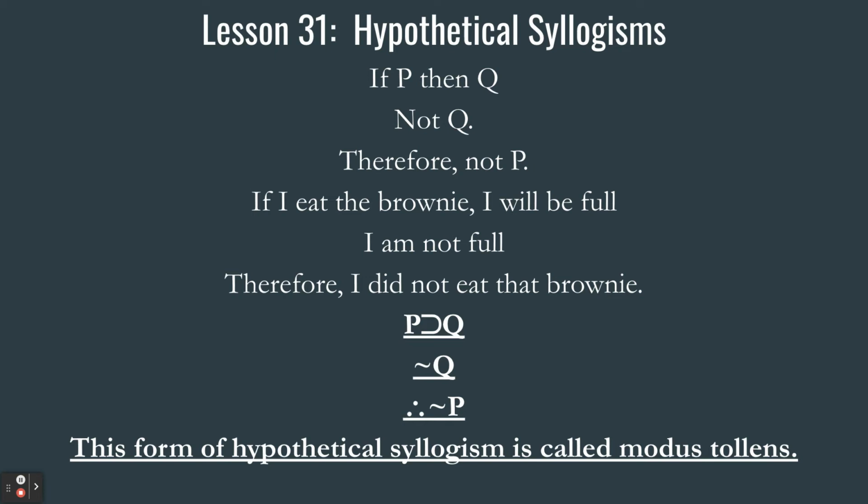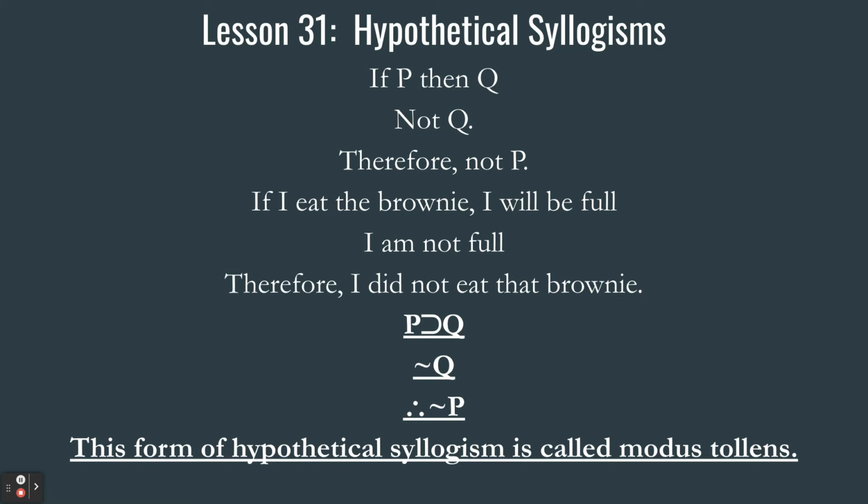If I eat the brownie, I will be full. I am not full, therefore I did not eat that brownie. Follow the logic there? If I eat that brownie, I'm going to be full. But I'm not full, therefore I did not eat that brownie. If P, then Q, not Q, therefore not P. This form is called modus tollens, and modus tollens is always valid. If you put a syllogism into symbolic form and you see your old buddy modus tollens, you can know that it is a valid syllogism. Now, does that mean it's true? No, it means it's valid. Remember, truth and validity are two different things.